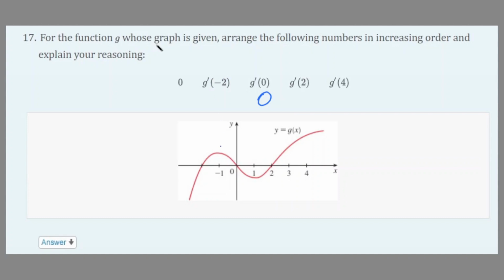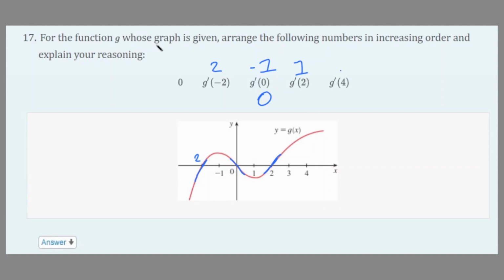Now g prime of negative 2, so the slope at negative 2 we could see is increasing. Let's just ballpark estimate it's 2. So the slope of this is 2, and let's find the slope at 0, which is a negative number, as we can see is decreasing. Let's say that's negative 1. And then let's go to g prime of 2. The slope there, we could also say that's 1, because it's increasing, but it's not increasing as much as over here at negative 2.